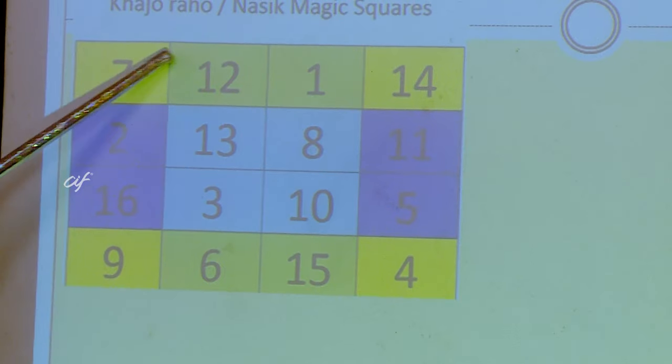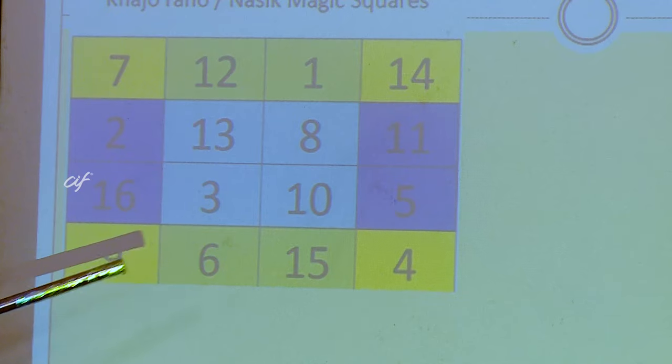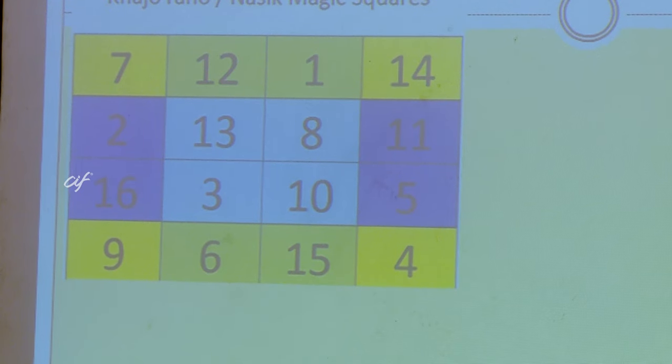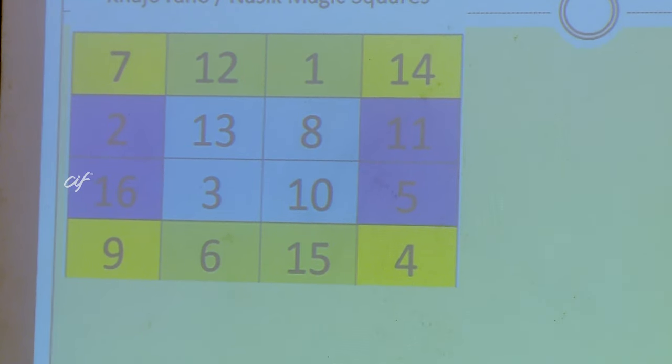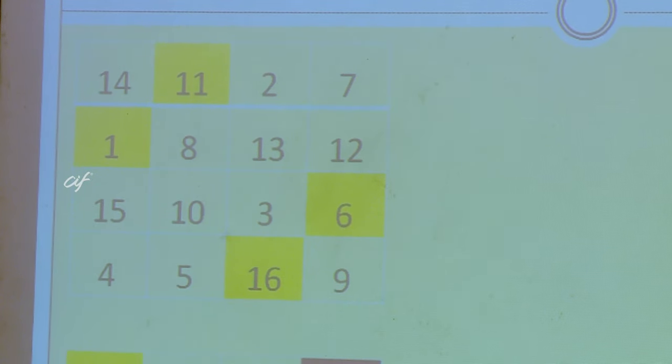So if you take 2x2 squares and take the corner cells, 3x3 and take the corner cells, 4x4 and take the corner cells, still you will get 34, right? So now the next question is how to construct such a magic square and how many magic squares like this can be constructed. Find all the possible magic squares that can be constructed.